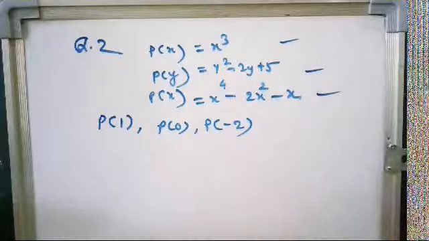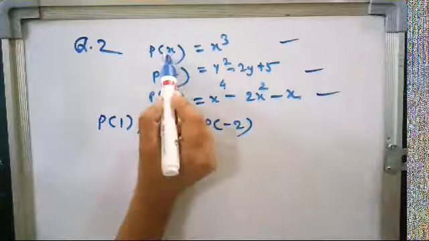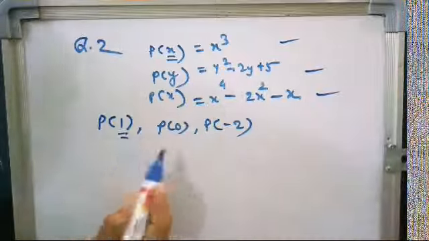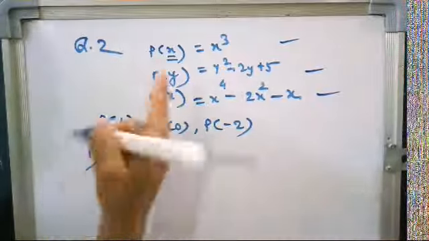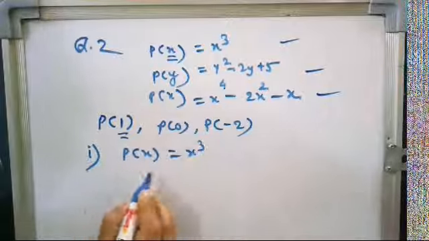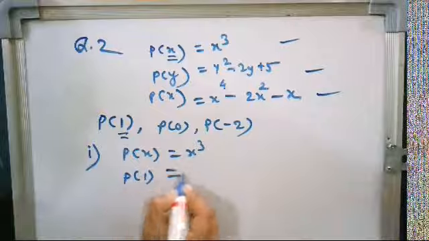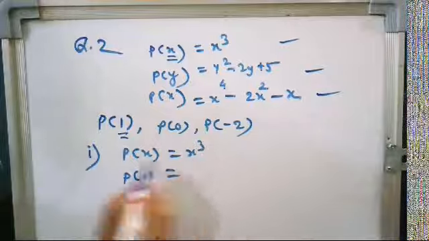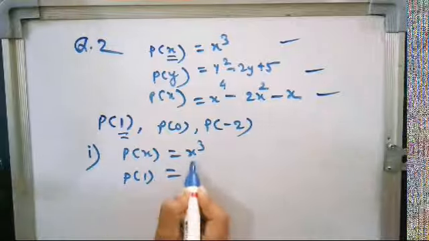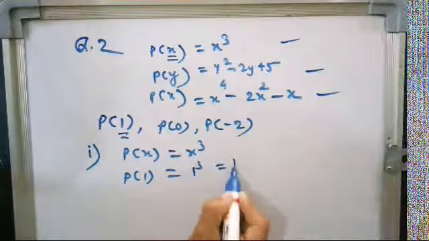What is the meaning of this? It means here, instead of x, one time you have to put 1. In the first polynomial equation, p of x is equal to x cube, first time you will put p of 1 is equal to... here you can write x is equal to 1, so p of 1 is equal to 1 cube, which is equal to 1.